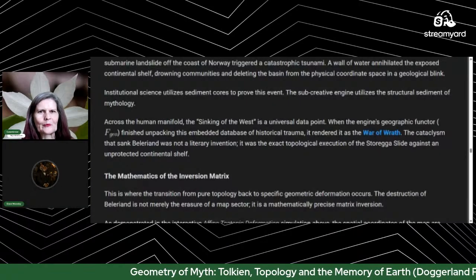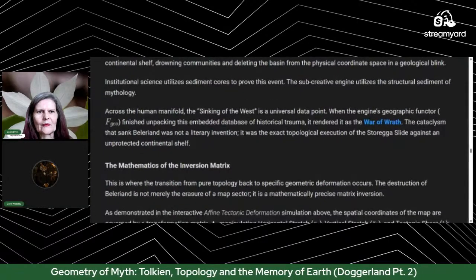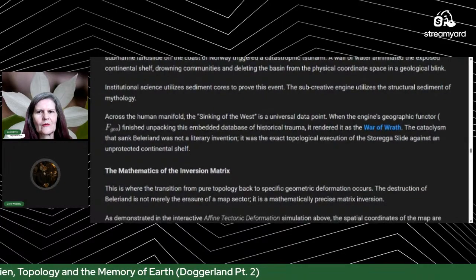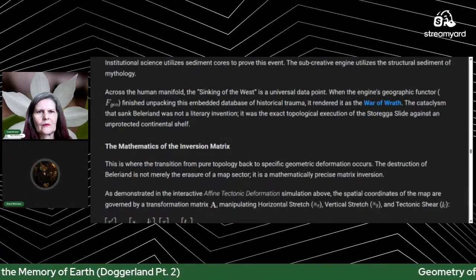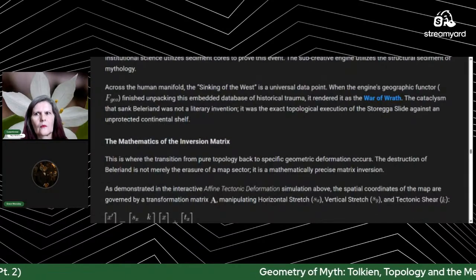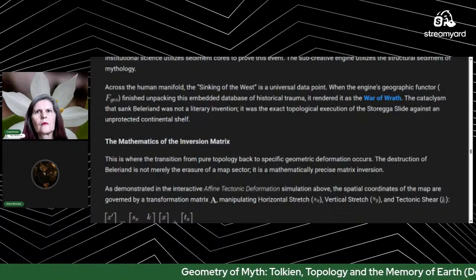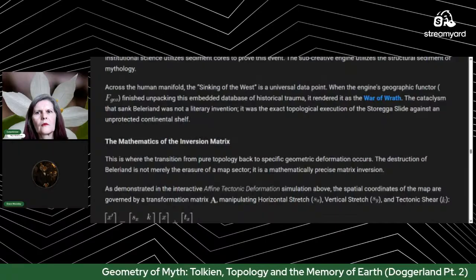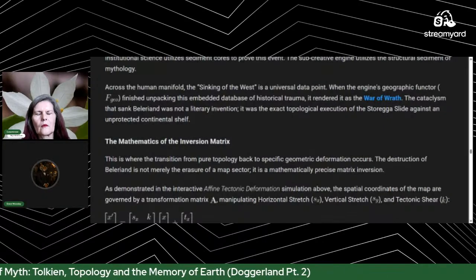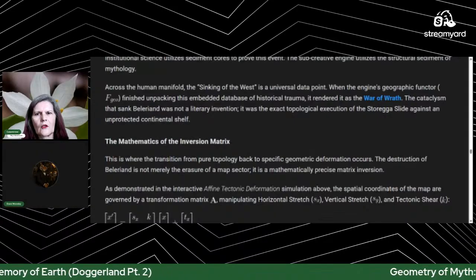Well, back to the Tolkien Legendarium here. When the Indian Geographic Functor finished unpacking its embedded database of historical trauma, it rendered it as the War of Wrath. That's in Tolkien's mythos. That's when the Valar came back and made war upon Melkor, and the consequences of that were the sinking of Beleriand.